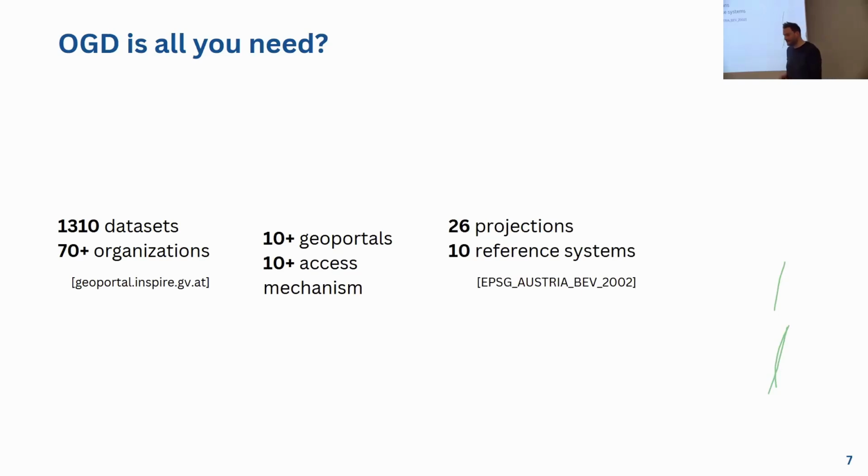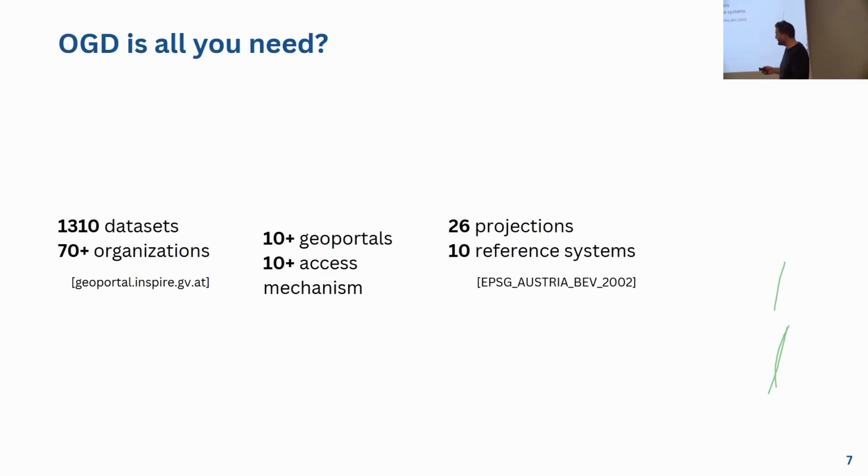And on top of that, we don't have one coordinate system and reference system in Austria, but we have a multitude. So I only looked at the document which is provided by the BAV, which is the EPSG Austria, where they list all the EPSG codes which are used by the BAV. And so we have 26 projections and 10 different reference systems, so planimetric and height reference system combined.